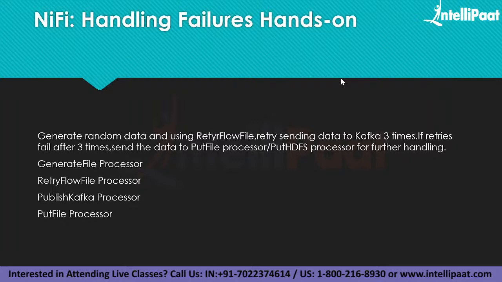Okay, failure. Very good. Retry exceeded. Absolutely. And finally, retry. Absolutely. Retry exceeded, failure. Very good. Now what do you do? So if it is retry, where does it go? What is the downstream processor if it is retry? It is Kafka publisher. Very good. And if it is retry exceeded, where should it go? Put file, okay, or HDFS.